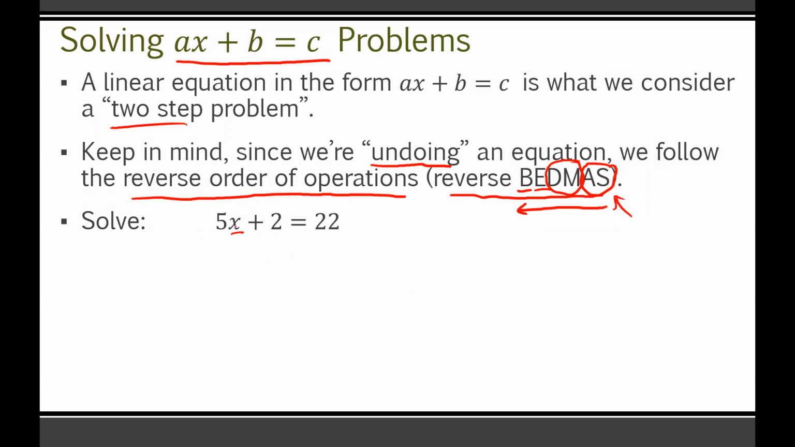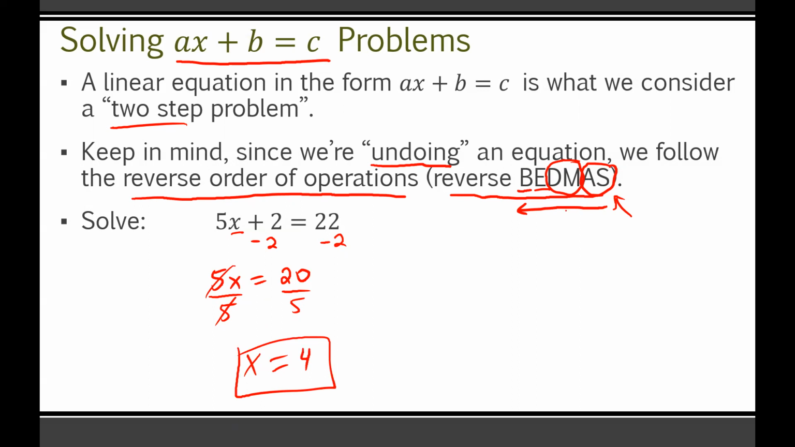So in other words, notice it's 5x plus 2. That's what's happening to the x. Let's get rid of this plus 2 by minusing 2 from both sides. This will leave us with 5x equals 20. And now it just becomes a one more step problem. Let's just divide both sides by 5. Yoink, yoink. And we've got x equals 20 divided by 5, which is 4.